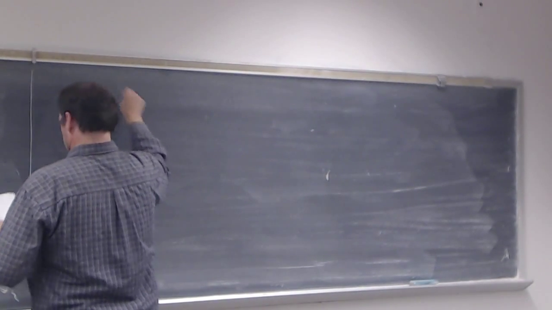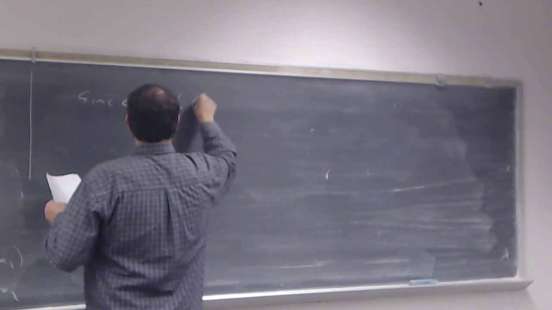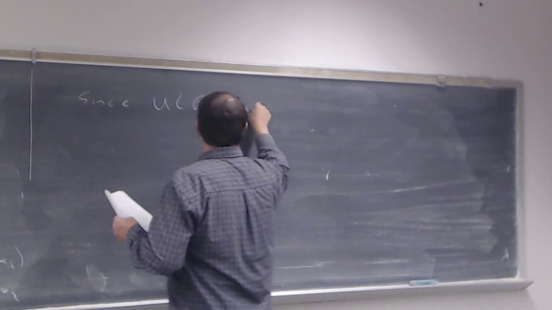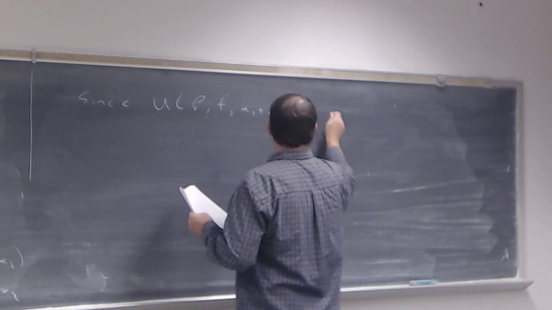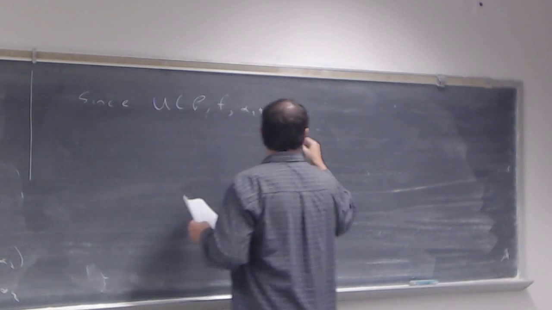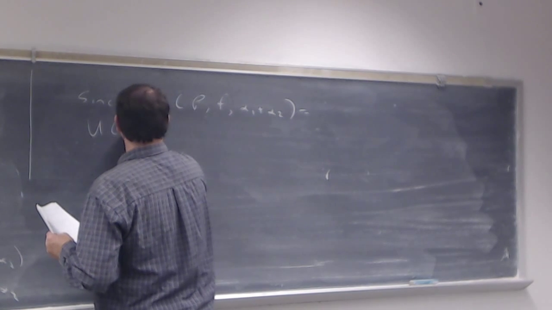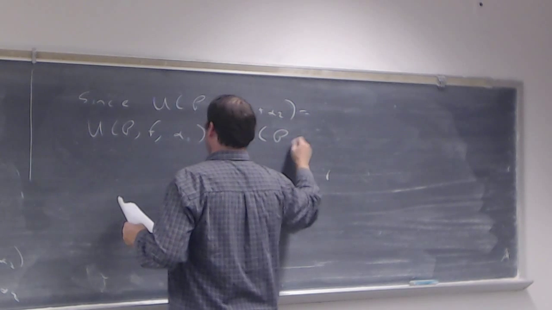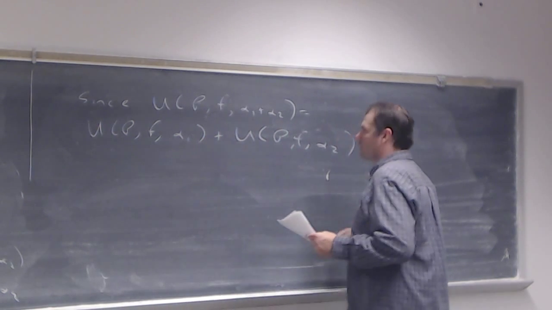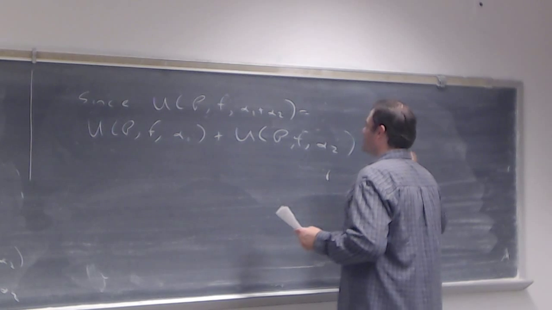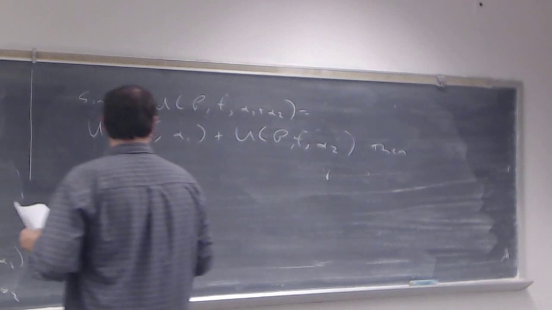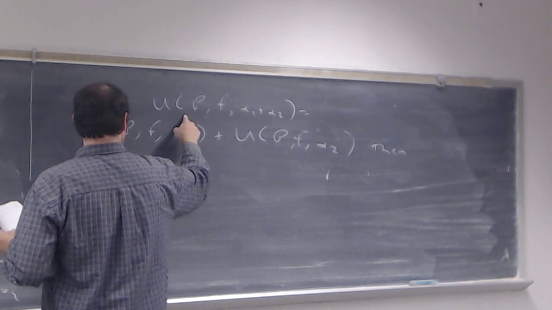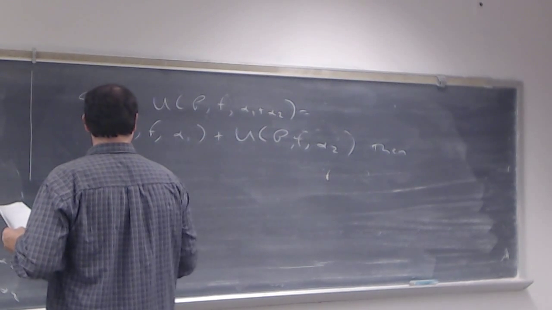We've got a similar statement we can make. So since the upper sum with any partition for alpha sub 1 plus alpha sub 2 is equal to the upper sum of P, f, alpha sub 1 plus the upper sum of P, f, alpha sub 2, then I'm going to take infimums. So that means that the infimum of this is going to be bigger than or equal to the infimum of each one of these.